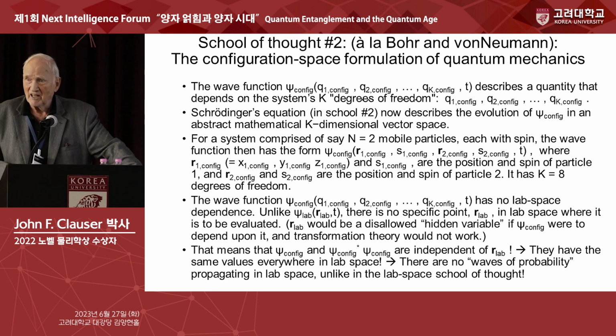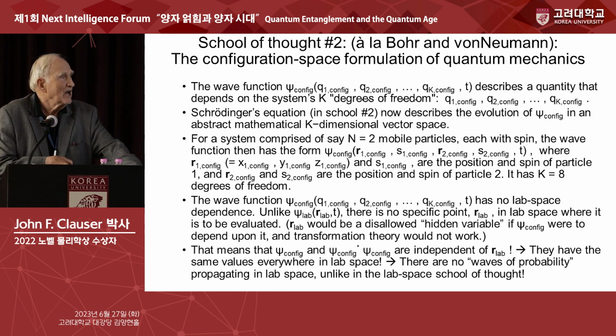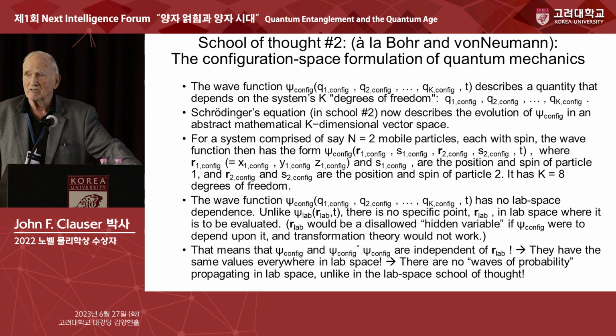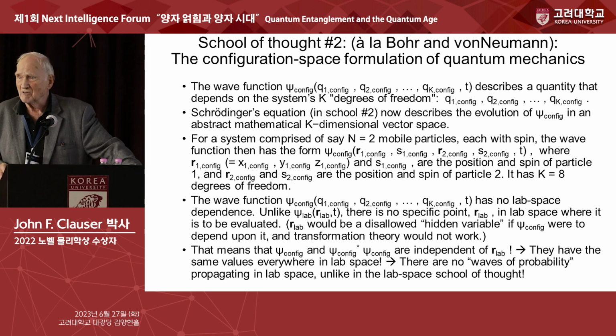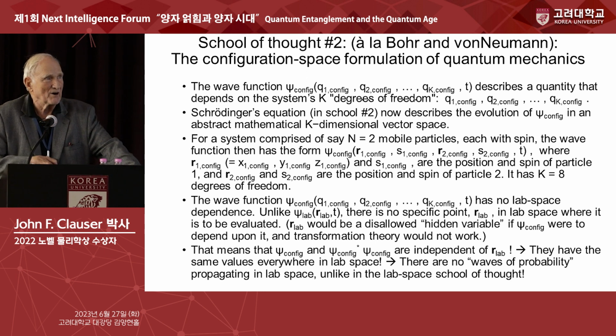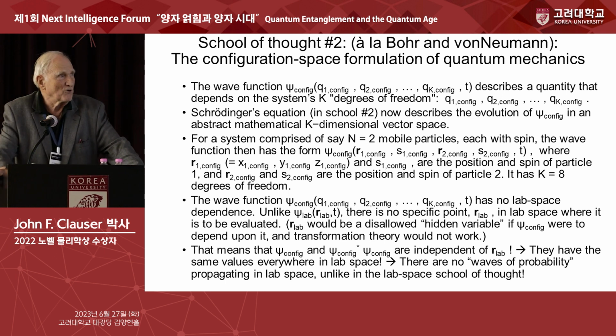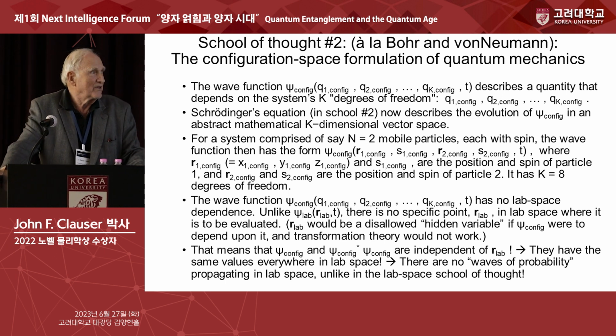Schrodinger's equation is a wave equation propagating in this fictitious space. Okay, so if you have two particles, what do the arguments of the wave function look like? Well, it's got the position of particle one, the spin of particle one, and the position and spin of particle two. That formula is right out of Bjorken and Drell.